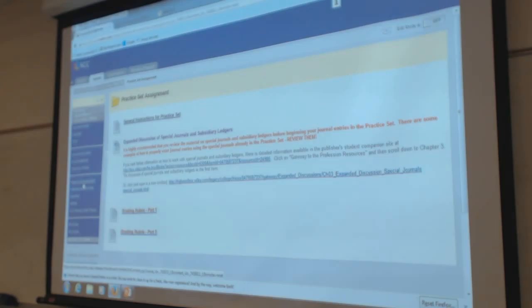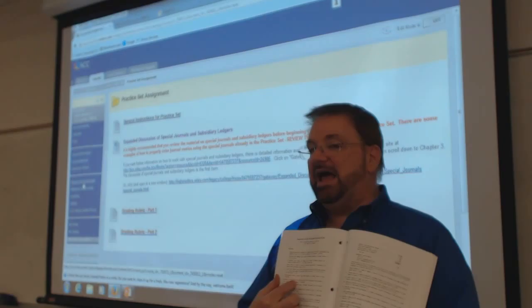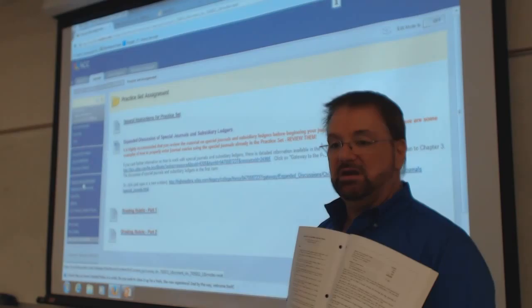So the subsidiary ledger balances, your beginning balances, are listed there, bottom of page 78, top of page 79. They are already posted in your subsidiary ledger. Beginning balances. All right, flip over to page 80.